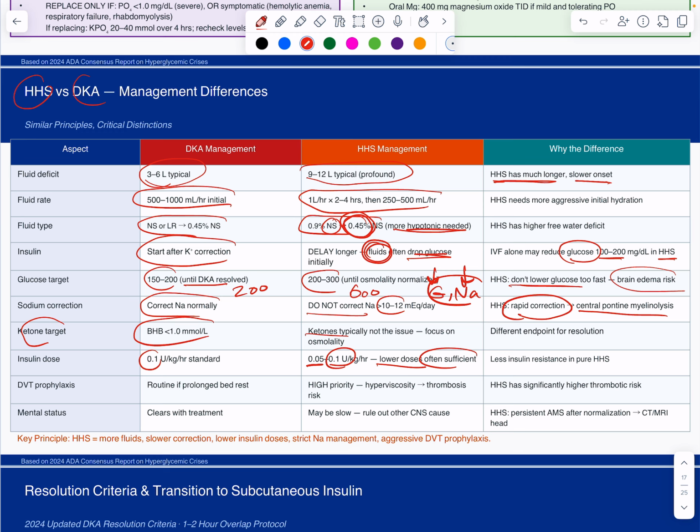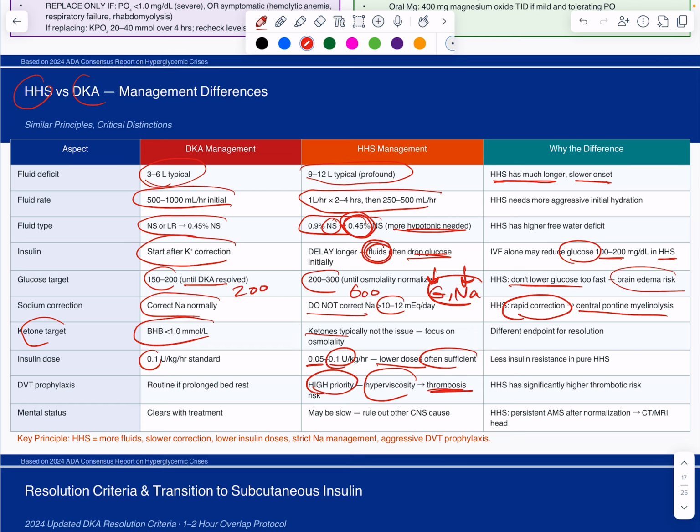So that's one thing. DVT prophylaxis will be important in DKA and HHS, but it has higher priority in HHS because those patients have hyperviscosity, which increases the thrombosis risk. So you need subcutaneous heparin or subcutaneous Lovenox.